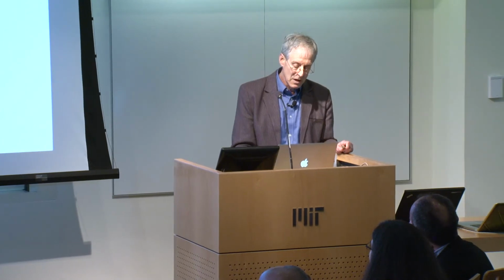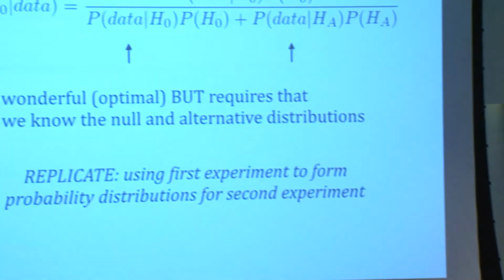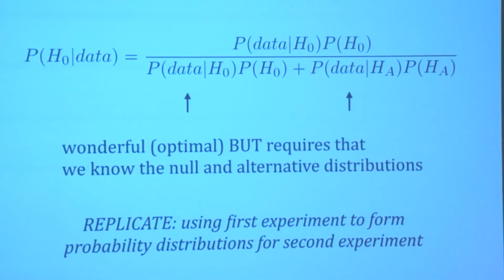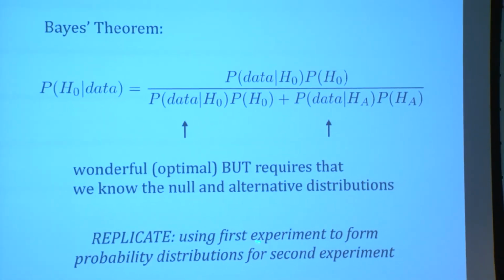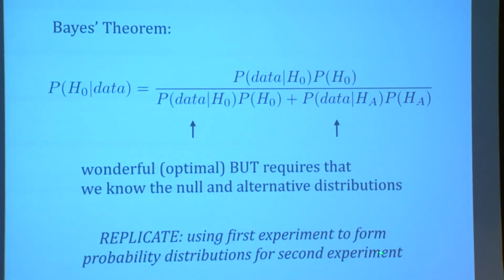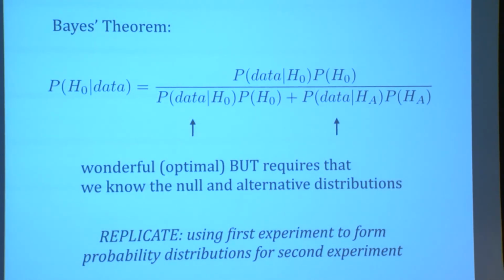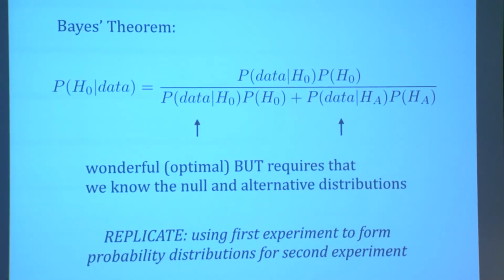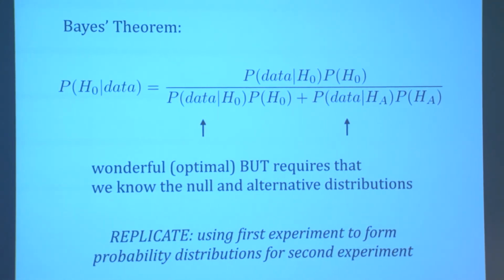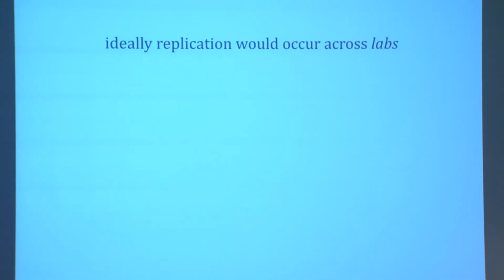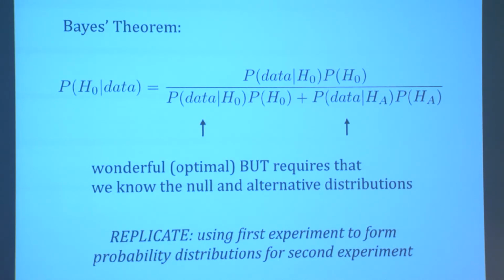And I want to tell you, the point now, from what I was saying before, is we want to replicate. And actually, the first experiment can form a probability distribution for the second experiment. What I'd like to see is not an exact replication, but a replication that's a little bit different, but enough to get a prior distribution.